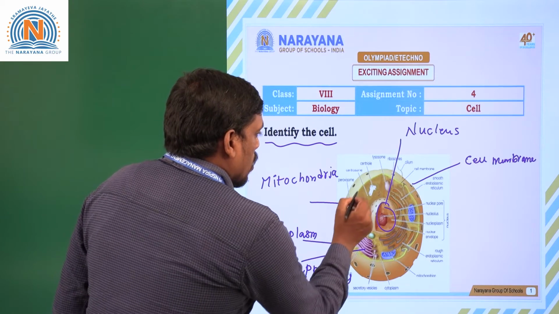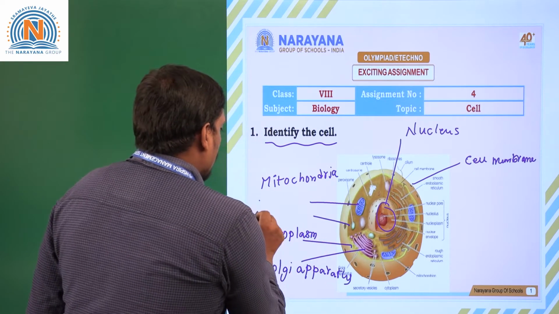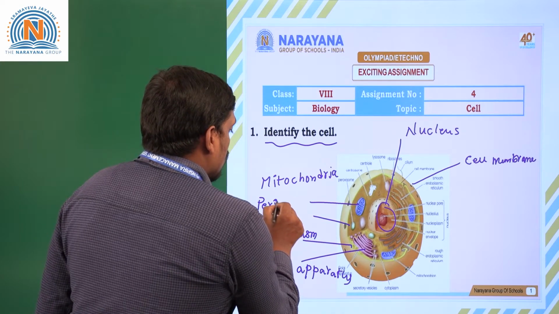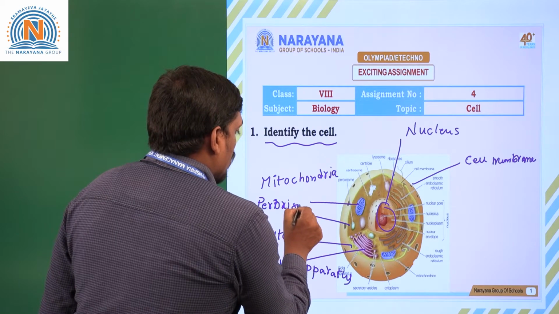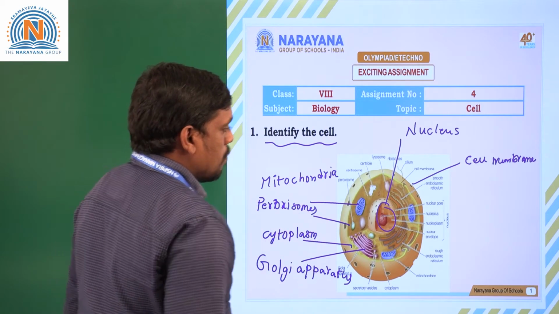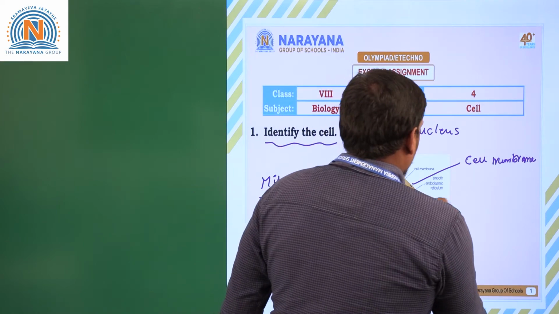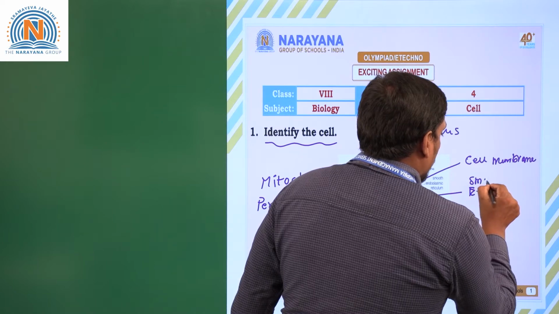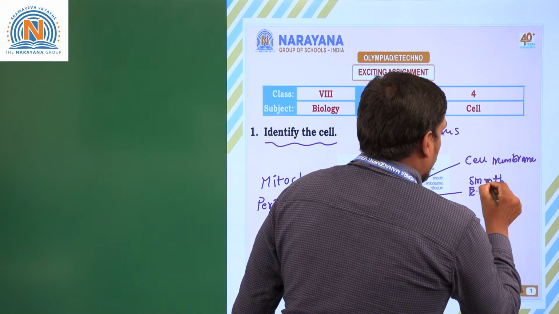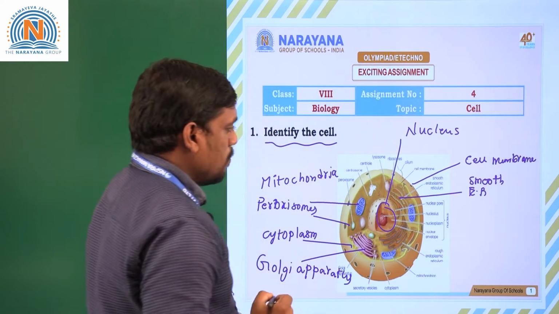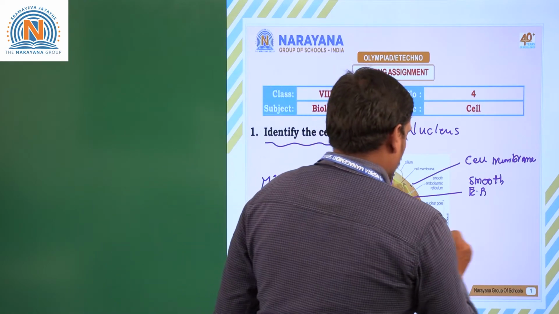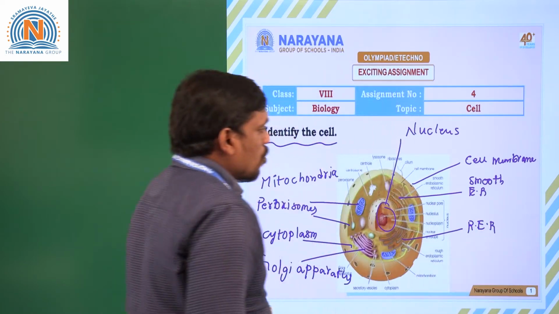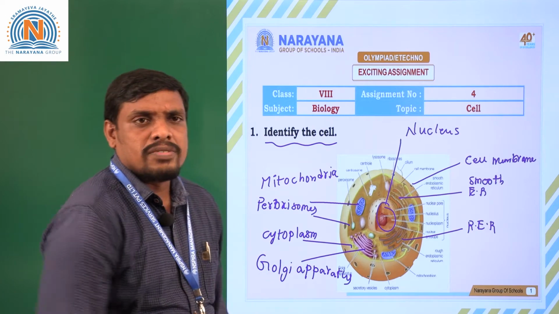And also here peroxisomes here and there. You can see some special structures called peroxisomes. Even the endoplasmic reticulum, nothing but ER. Smooth endoplasmic reticulum is also seen, and also rough endoplasmic reticulum is seen in this cell. Now based upon these parts, let us try to identify the cell.